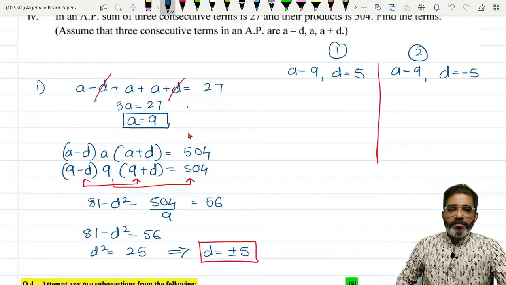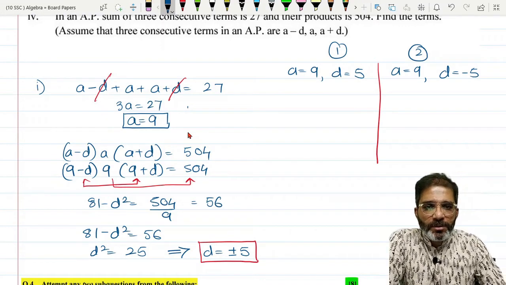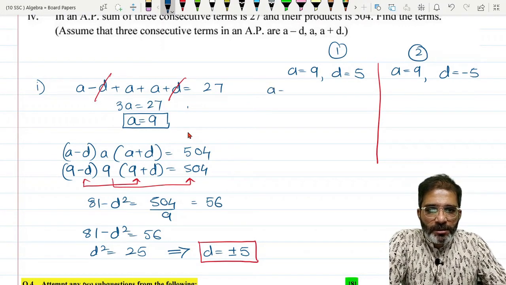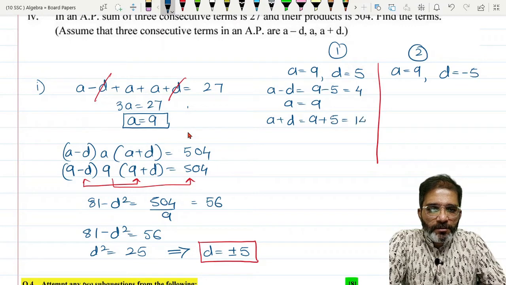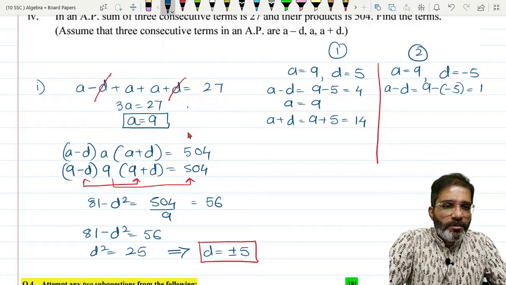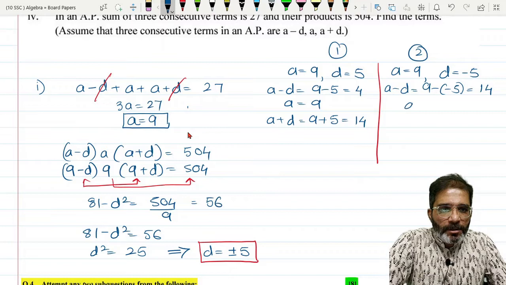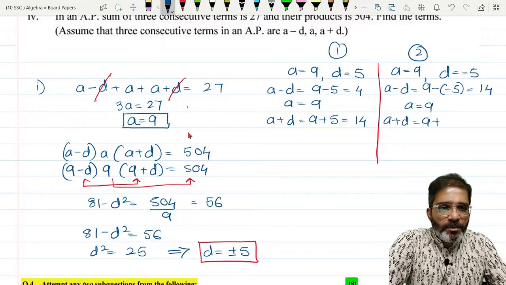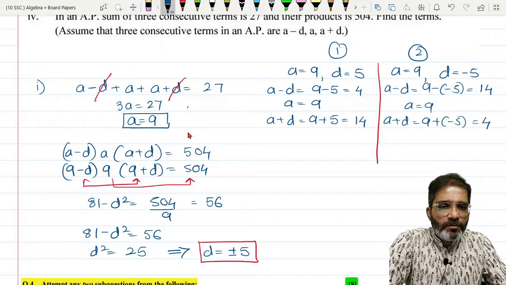So when you solve, now we have to substitute the values in the 3 terms. A minus D is 9 minus 5, which is 4, that is the first term. A is 9 and A plus D is 9 plus 5, that is 14. Now if I take A minus D, that is 9 plus 5, it will be 14. A will be 9 and A plus D will be 9 plus minus 5, that is 4.